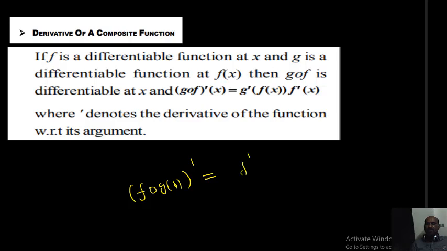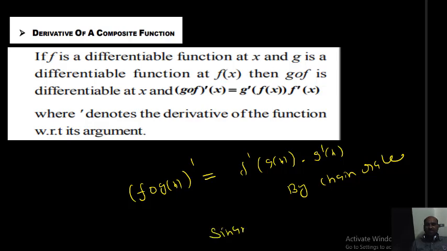So what I can say, f dash of g of x into g dash of x. By using chain rule only, we will get the result. So f circle g of x, if it is a differentiable function, then the derivative is f dash of g of x into g dash of x. Just like I explained now, sine 4x is given. I will write in the next page then. For example, sine 4x is given.